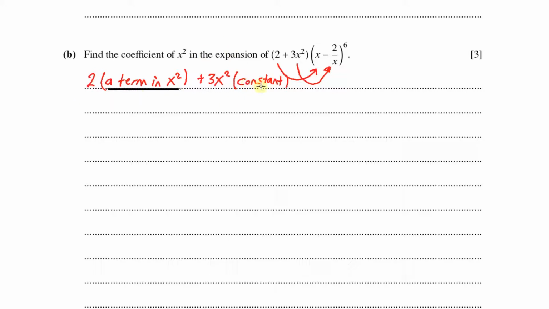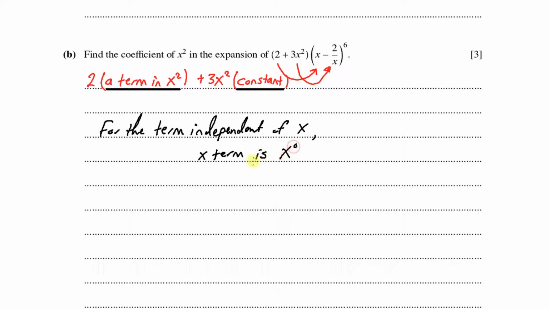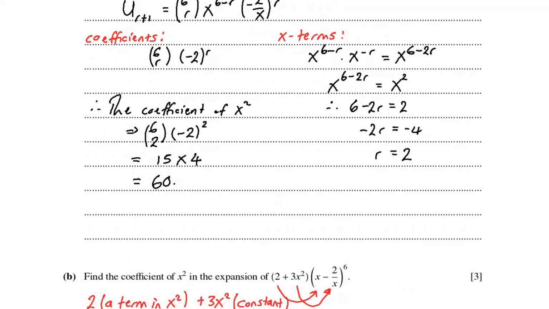So what we now need to find is a constant, or the term independent of x, in the binomial expansion of (x minus 2 over x) to the power of 6. So for the term independent of x, we know that the x term should be x to the power of 0, because x to the power of 0 is 1, and that's a constant. That's a unit constant. So the general expression for the x terms, we got it to be x to the 6 minus 2r.